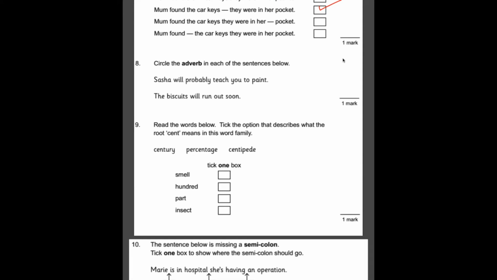Number 8, circle the adverb in each of the sentences below. Remember, an adverb describes the verb. In the first example, the verb would be teach, so our adverb would be probably. And the second example, the biscuits will run out soon. Running out is the verb in this case, so describing that, it would be soon is the second answer.